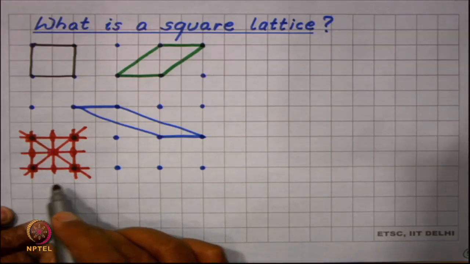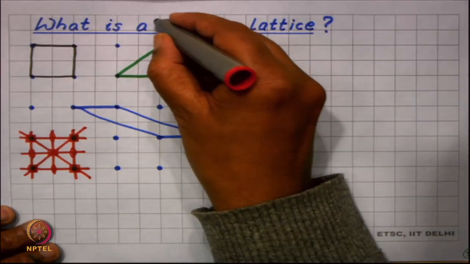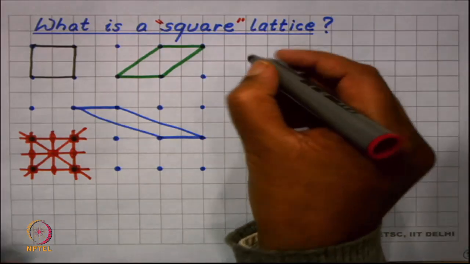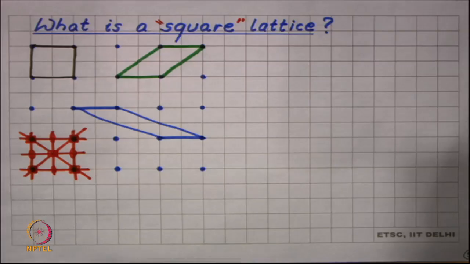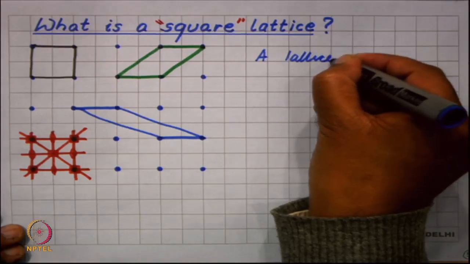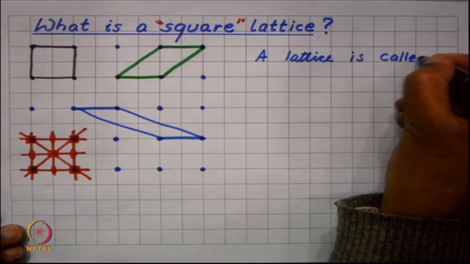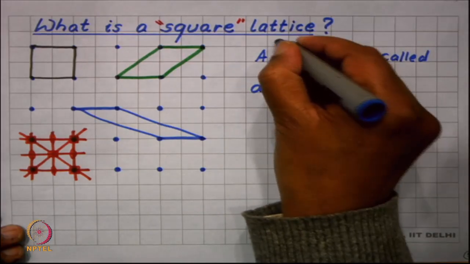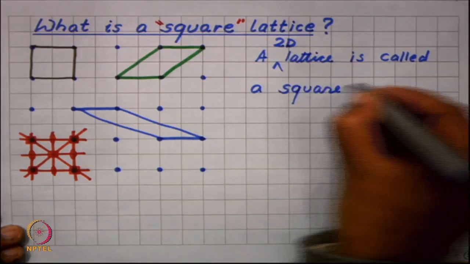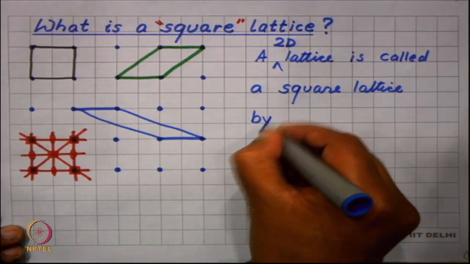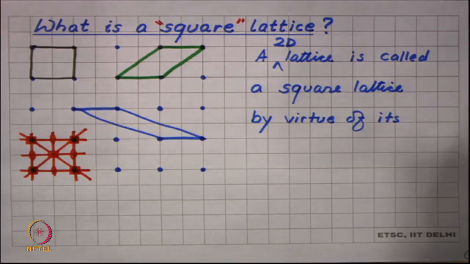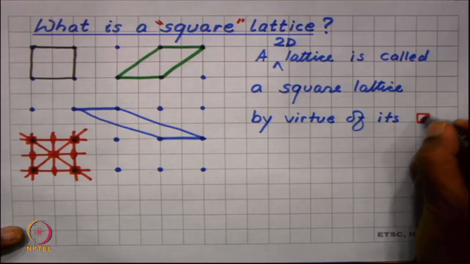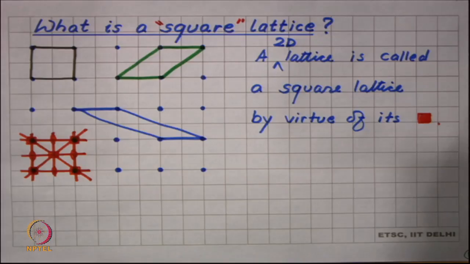So, it is the lattice symmetry which is what decides the nature or the squareness of the lattice. So, in this case we will say the presence of the fourfold is the definitional requirement of a square lattice. So, a 2D lattice is a square lattice by virtue of its fourfold axis, by virtue of its fourfold axis. Not the unit cell shape, because unit cell shape can be of arbitrary shape as well.